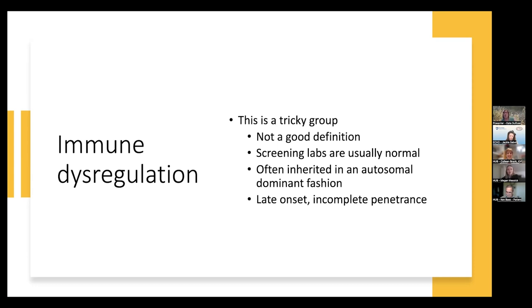It's also a tricky group because the screening labs that I'm going to share with you in a minute are usually normal. So they're not very helpful in this particular group. Also, this is a group that is really important to pay attention to for family planning purposes. Many of these are autosomal dominant, and the likelihood of passing it on to a child is quite high. And the people in the same family with this genetic condition can actually look pretty different. Some can have thyroid disease, some can have enteropathy, some can have lung disease. So this is a tough group. I don't want to whitewash it for you. This is a tough one for all of us to grapple with. So I'll come back to this in a sec.